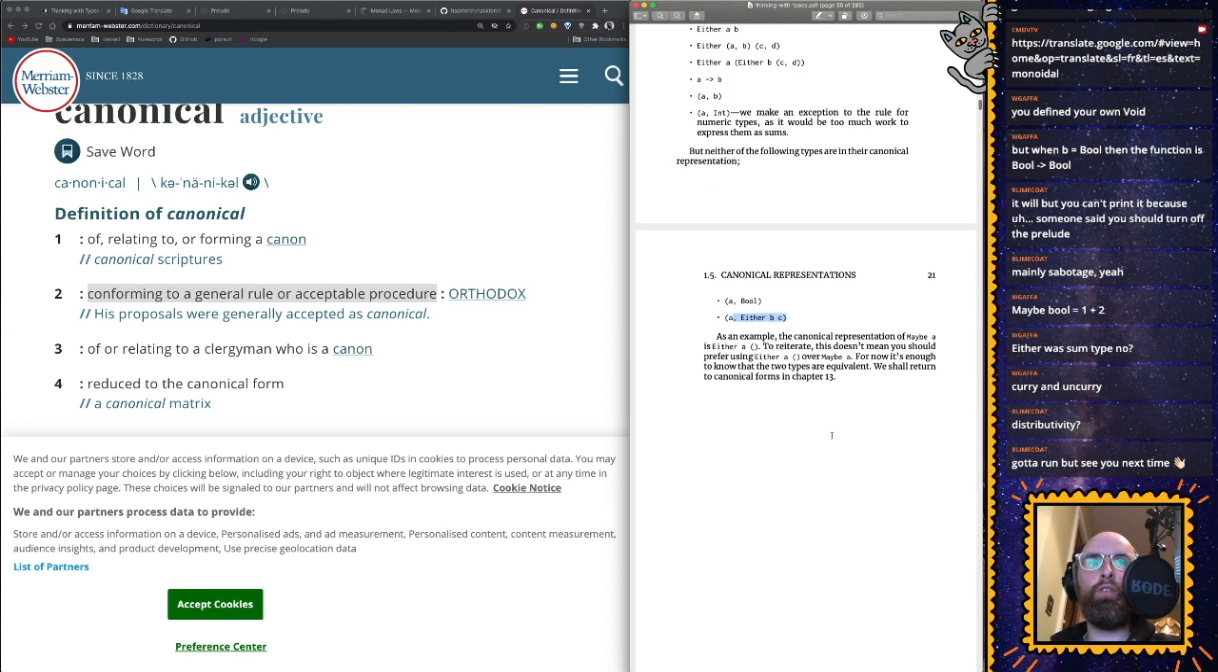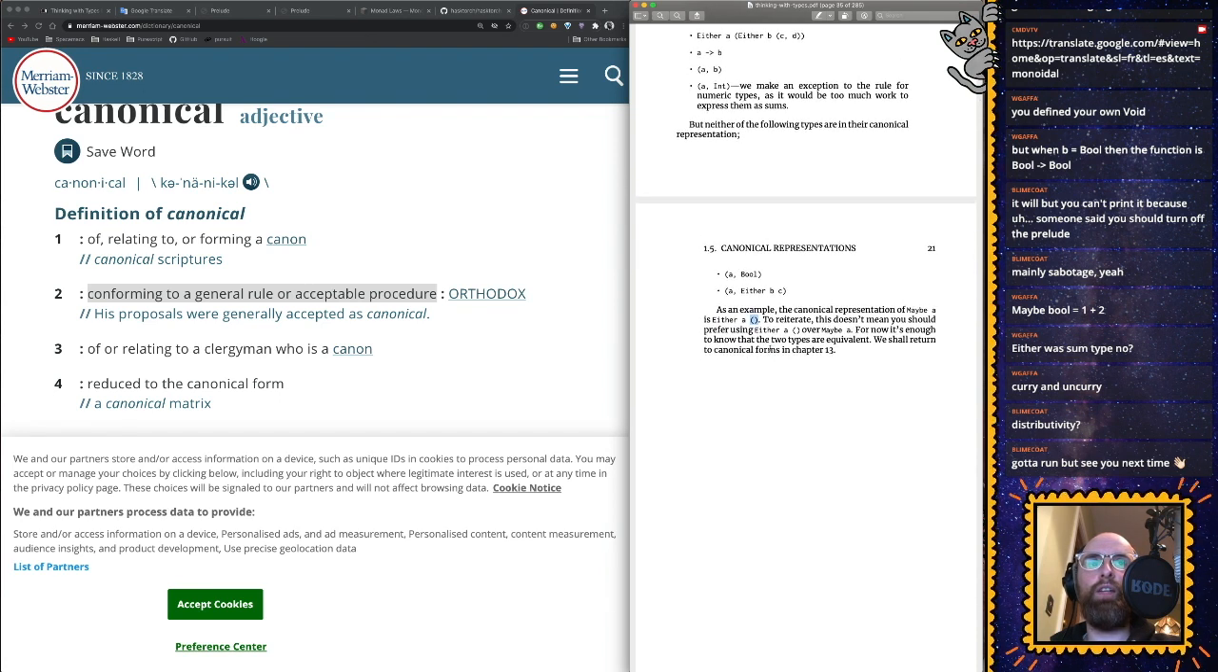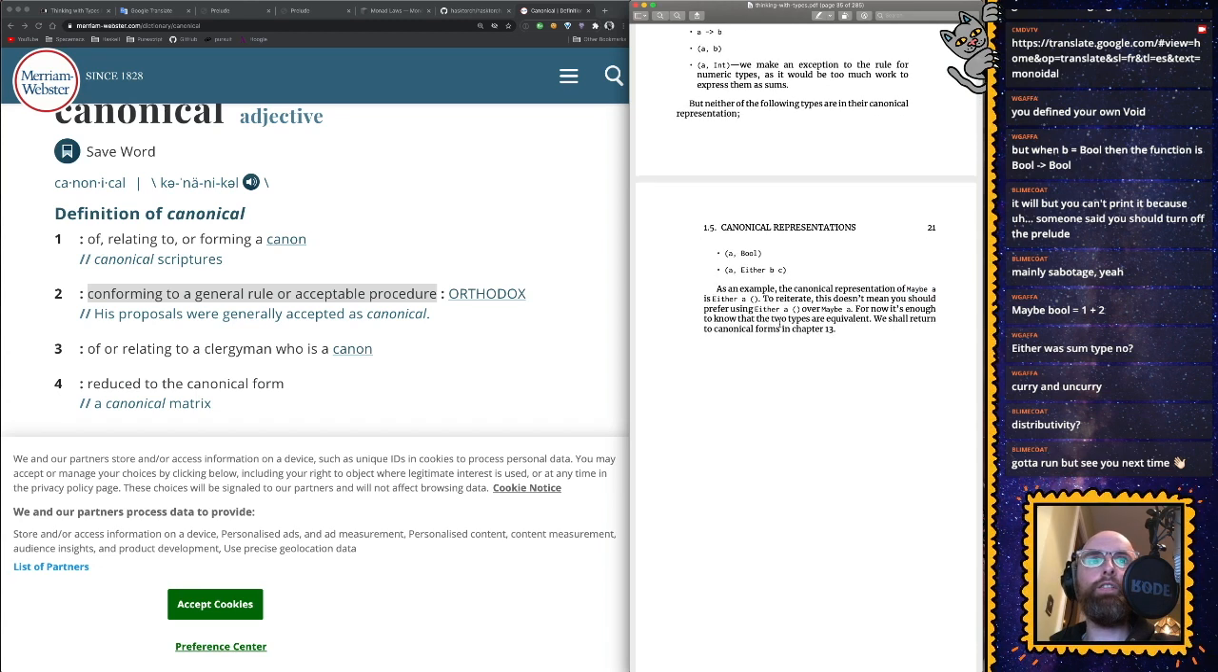As an example, the canonical representation of Maybe A is Either unit A. Oh, interesting, which makes sense, because Maybe A is 1 plus A, and then this would have been A times 1. No. Does that make sense? I don't know. So, to reiterate, this doesn't mean you should prefer using Either A over Maybe A.